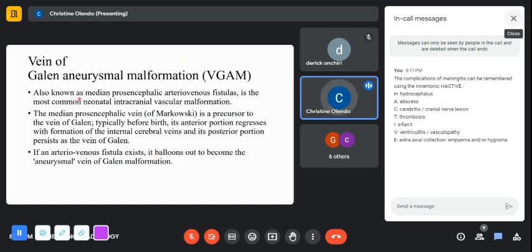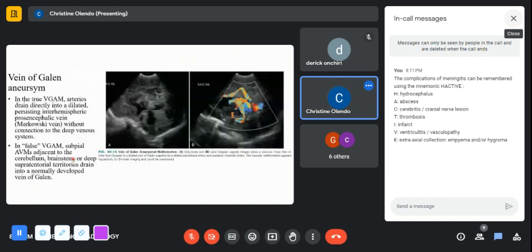So we'll go through the vein of Galen aneurysmal malformation, which is also known as median prosencephalic arteriovenous fistula, which is the most common neonatal intracranial vascular malformation. It is caused by the precursor to the vein of Galen, which is the median prosencephalic vein, which is there typically before birth, and it changes. So the anterior portion regresses to form the internal cerebral vein, and the posterior remains as the vein of Galen. And so what happens is that we have this vein, it balloons out to become an aneurysmal vein.